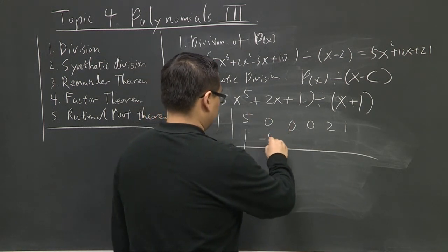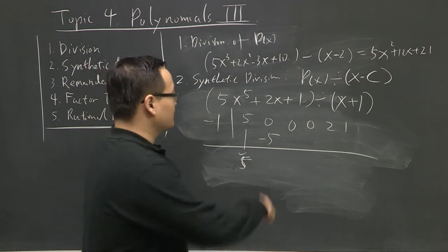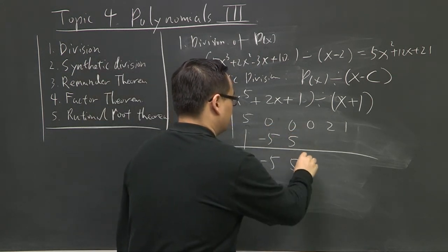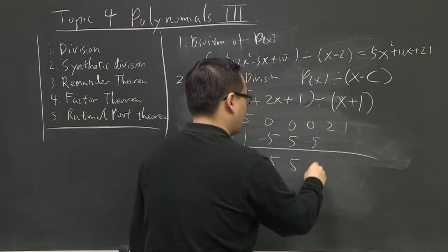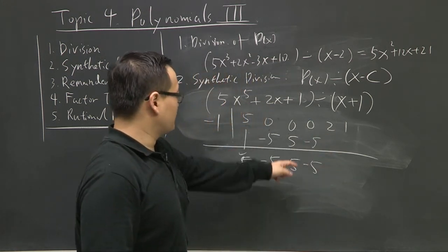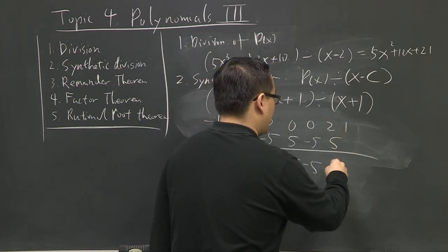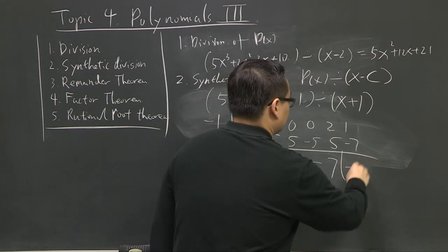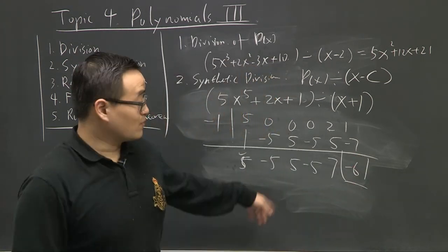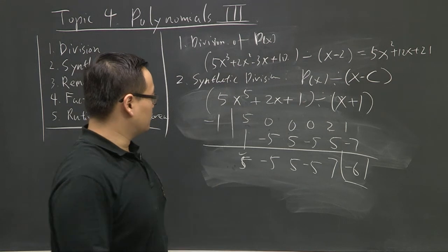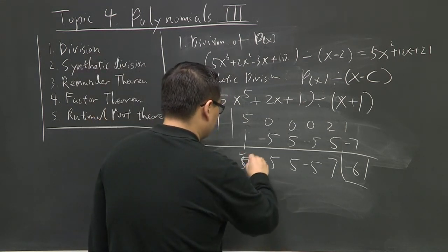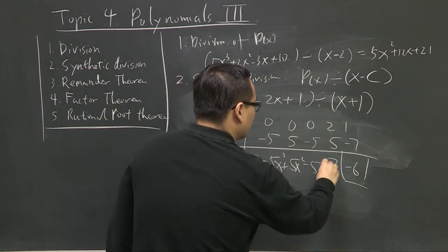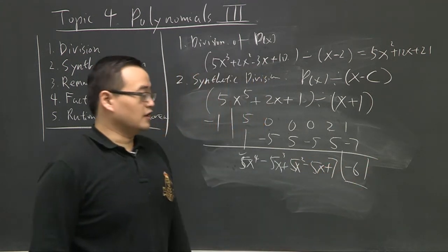Well, negative 5, right? Add negative 5, multiply 5, add 5, multiply negative 5, add negative 5. Multiply 5, add 7. And then multiply negative 7, negative 6. Last term is your remainder. The rest is your quotient, starting with the 4th-degree term, so this is 5x to the 4th minus 5x cubed plus 5x squared minus 5x plus 7 with a remainder of 6.